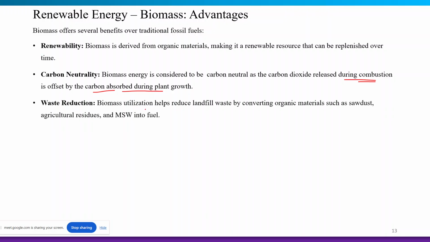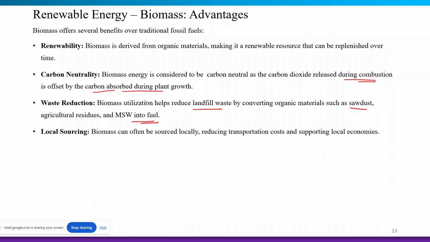Waste reduction: biomass utilization helps reduce landfill waste by converting organic materials such as sawdust, agricultural residues, and also MSW into valuable fuels. Biomass can also be locally accessed. We don't have to wait for another country to import our biomass, right? Oil import invests a lot of economy around the oil import scenario. When we consider biomass as an energy source, those are local sources, reducing the transportation cost as well and supporting the local economy.